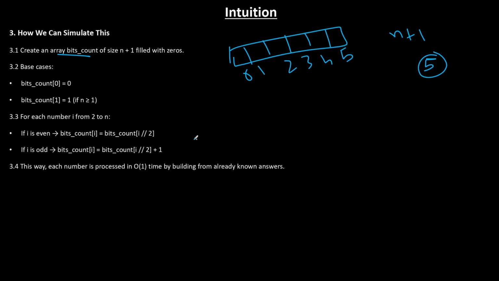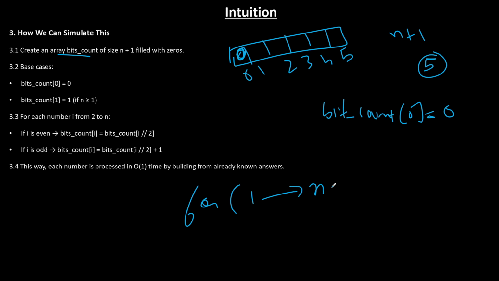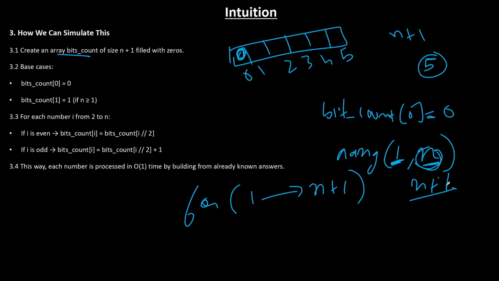Great. Then we know that bits count of 0 will always be 0, right? We will add that 0 here. Now we'll start a for loop from 1 to n plus 1. Why n plus 1? Because in Python, when we write range, the start is inclusive, but the end is exclusive, right? To make this inclusive till n, we have to write n plus 1 so that our range considers the n. This is pretty much understandable, right? There is nothing much to explain in that scenario.